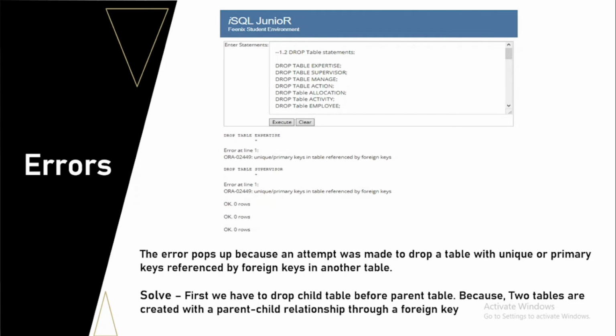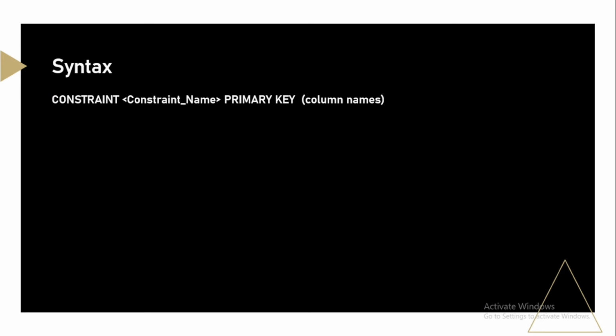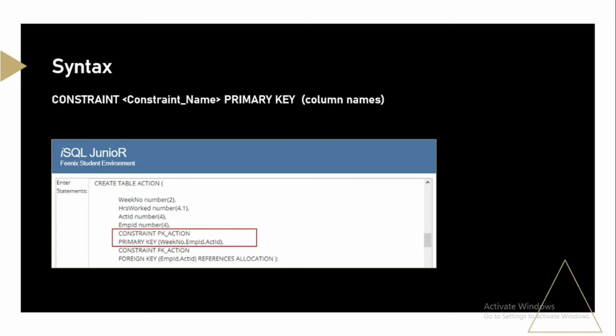Next, I'm going to talk about the primary key constraint. Primary key constraint specifies that the constraint column's values must uniquely identify each row. So we have to define the primary key in our create table like this. This is the syntax we use to define it. So we have to write constraint name, then primary key and the columns that we are using as primary key.